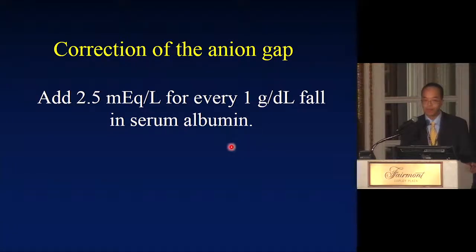Now, since the albumin plays such an important role in the anion gap, if you have severe hypoalbuminemia, the anion gap can also change. Essentially, since there are negative charges on the albumin, if your albumin concentration is low, the anion gap should be low. And so to correct for that, when we're trying to look for other unmeasured anions, we usually add to the anion gap for the fall in albumin. And the rough rule of thumb is to add 2.5 to the anion gap for every 1 gram per deciliter that the albumin is below 4. So if you have a patient whose albumin is 2, you add 5 to the anion gap.